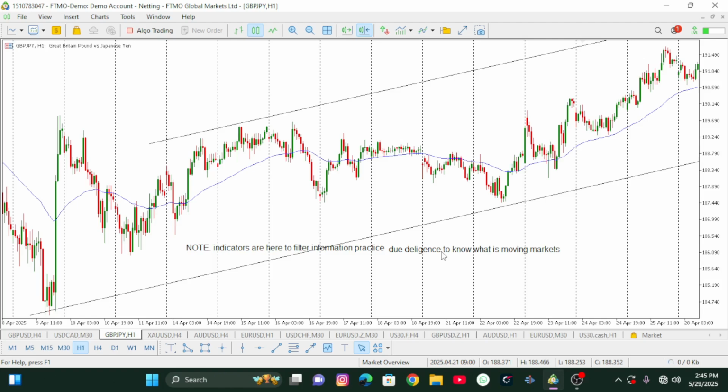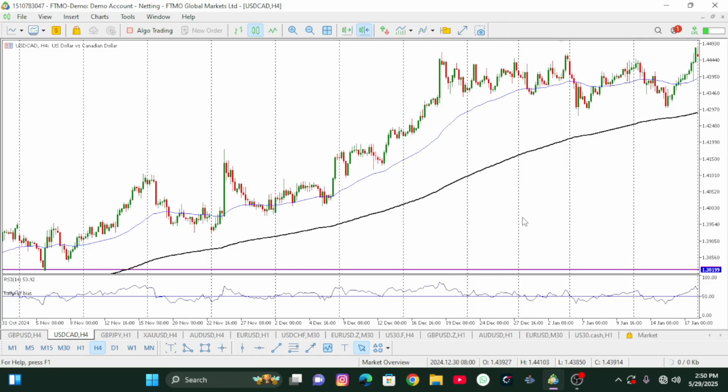So with that done, let's get into the charts. Now we discussed the strategy, but we did not discuss how we'll exit the market. So here I'll be using the 50 EMA, this blue line here.